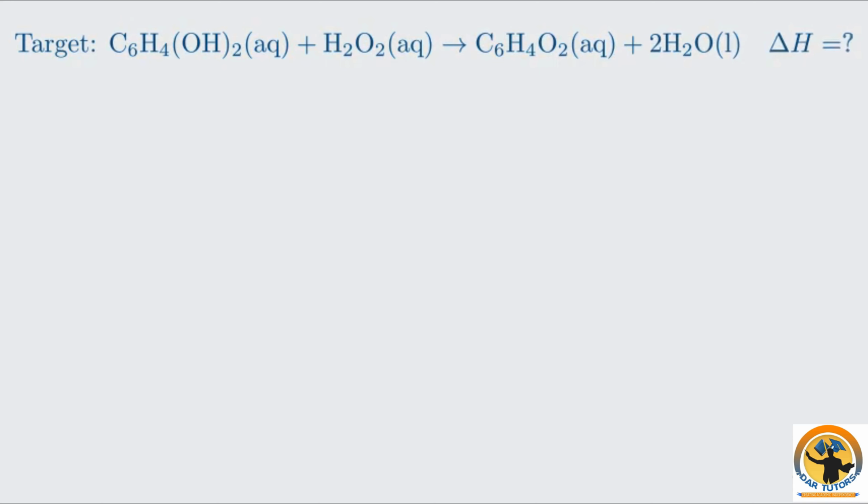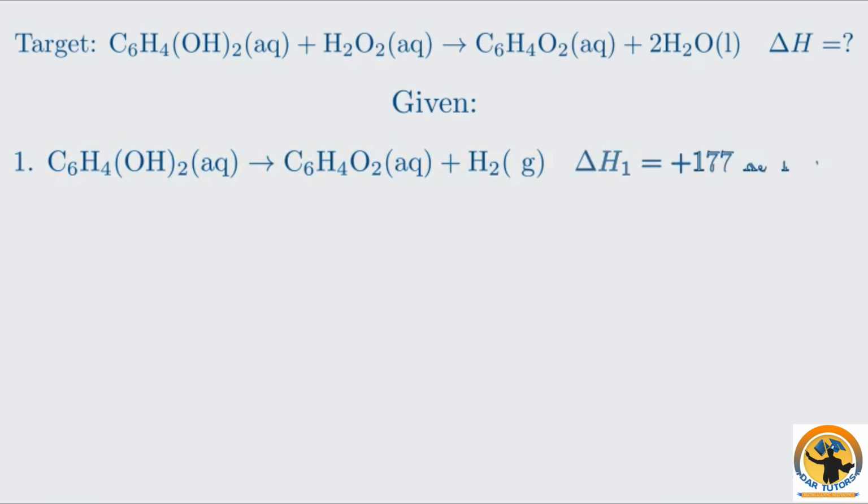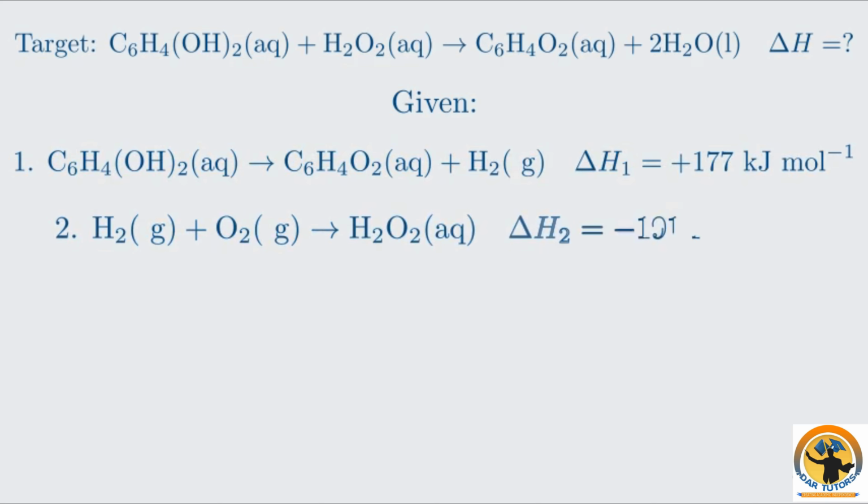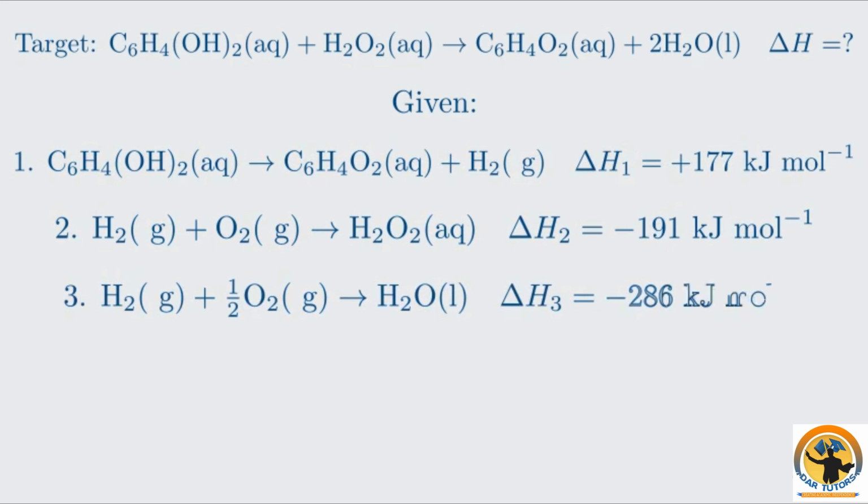Our target reaction is hydroquinone reacting with hydrogen peroxide to form quinone and water. We are provided with three other enthalpy changes. First, hydroquinone converting to quinone and hydrogen gas. Second, the formation of aqueous hydrogen peroxide from its elements. Third, the formation of liquid water from its elements. We'll again use the algebraic approach.